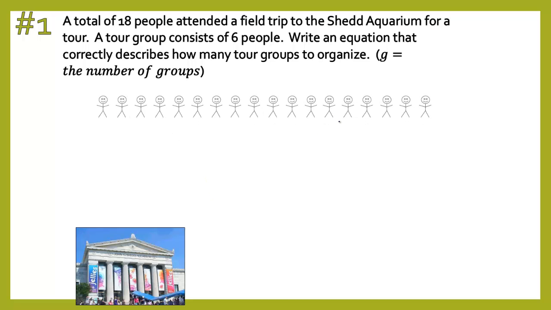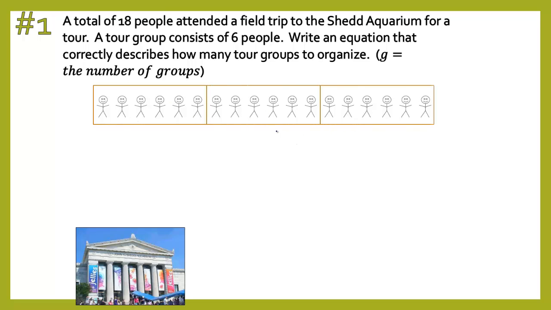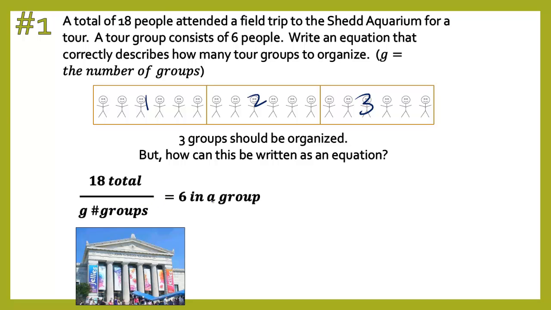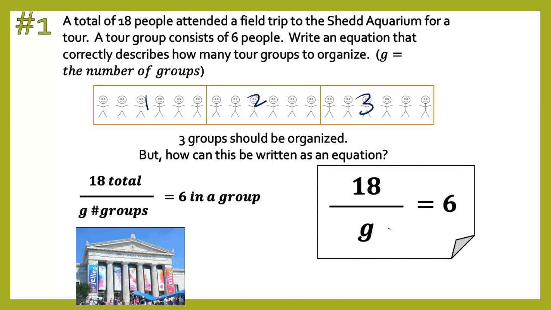Okay, we've got 18 people, so if you're good at pictures, draw them all. Groups of 6, so that's 1, 2, 3 tour groups. How can we write that as an equation though? Well, we've got 18 people. We need to divide them into a certain number of groups. It's going to come up with 6 in a group. So that's one way you can write it up: 18 divided by g equals 6.